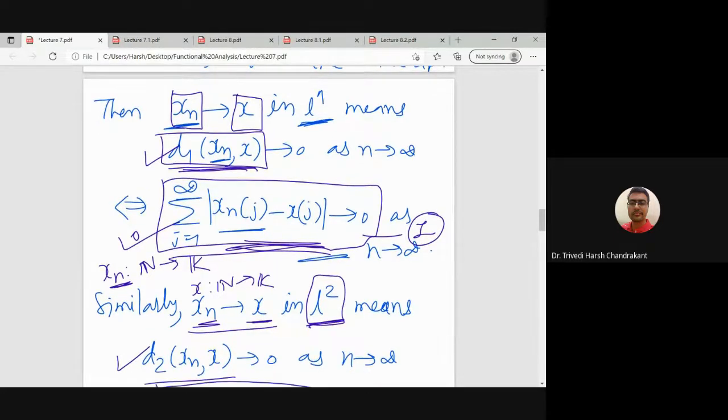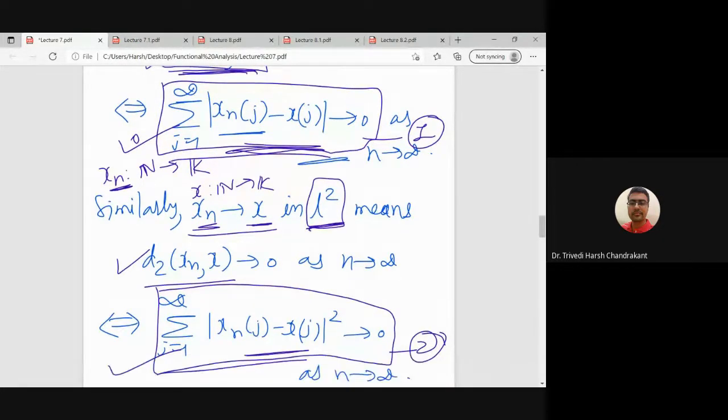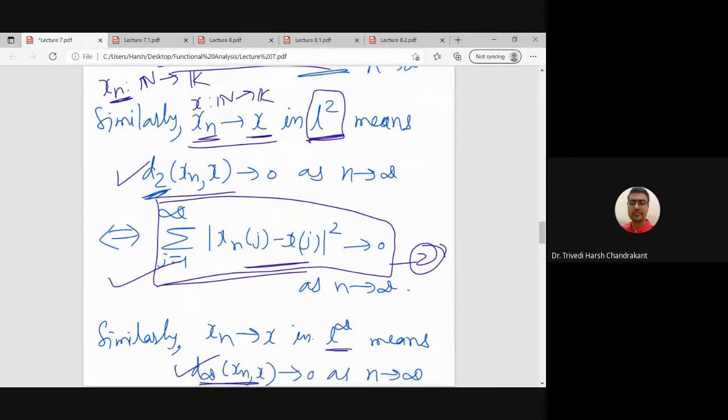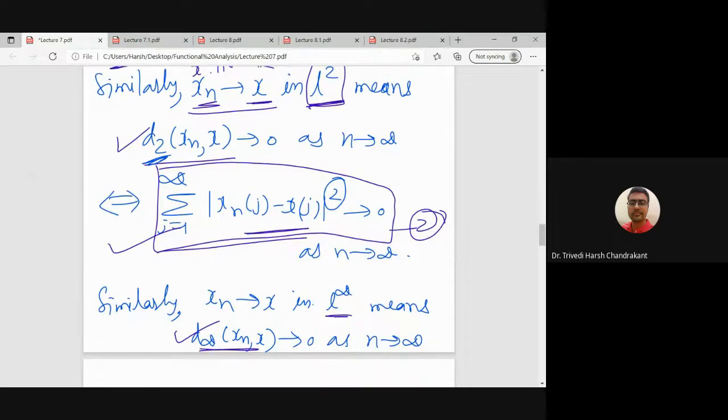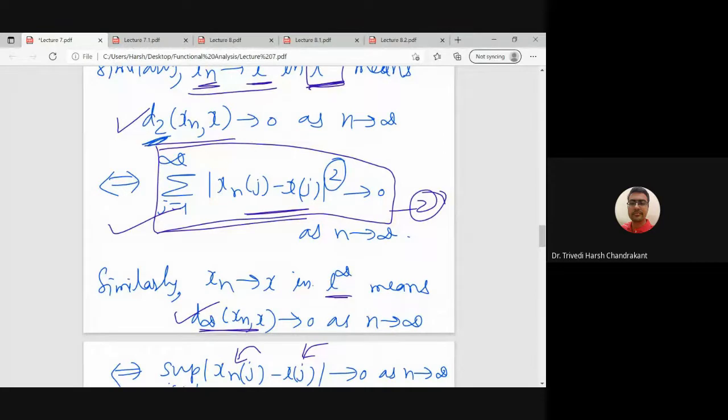Depending on whether we are taking a real sequence with real entries or complex entries. Similarly, in L2, the sequence xn converges to sequence x. That means we are using the second metric, D2, and there we have a square here. And whenever this converges, again xnj converges to xj coordinate wise, right? For each j, it converges as a real or complex number.